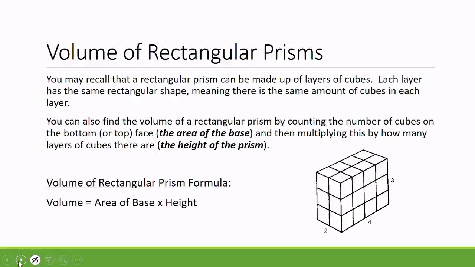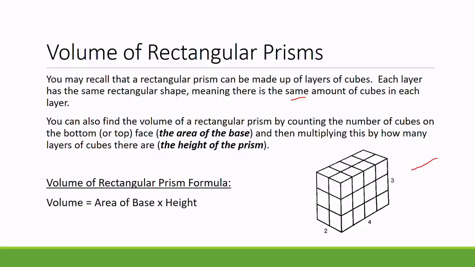Okay, so hopefully you have now completed those textbook questions 2, 3, and 4 that were on the previous slide. There is a little bit of an additional section now. You'll notice it still says volume of rectangular base prisms. Now if you read through these notes with me, it says that you may recall that a rectangular base prism can be made up of several layers of cubes. You may have got to play with cubes and put them together in layers last term. Each layer has the same rectangular shape, meaning there is the same amount of cubes in each layer.